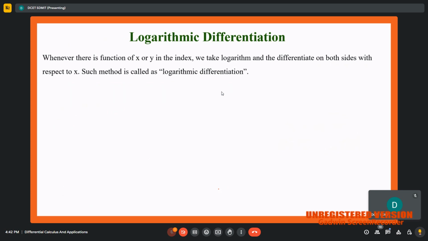Okay. Now, whenever there is a function of x or y in the index, means in the power, then we take the logarithm and differentiate on both sides with respect to x. Such a method is called logarithmic differentiation.